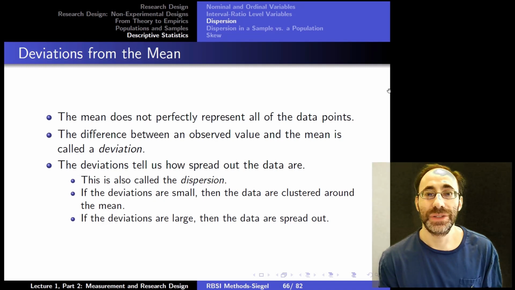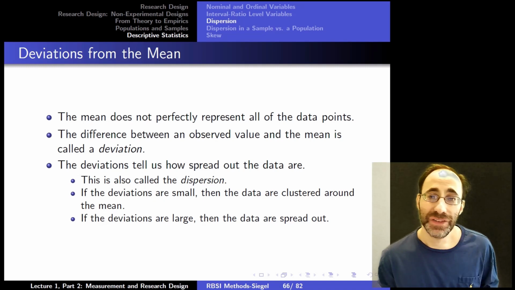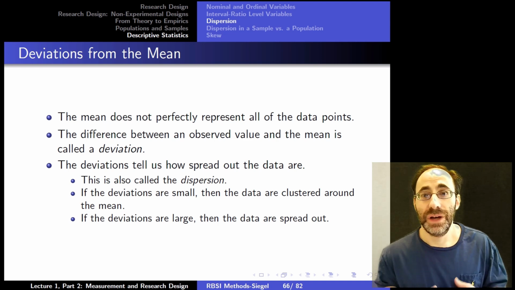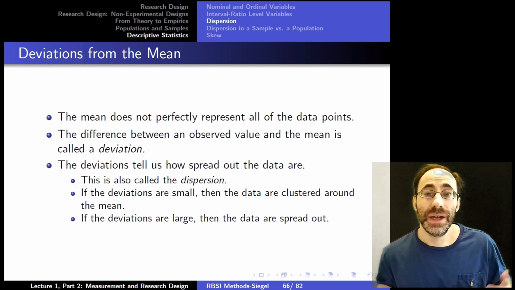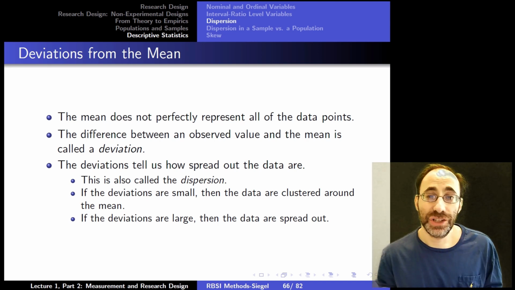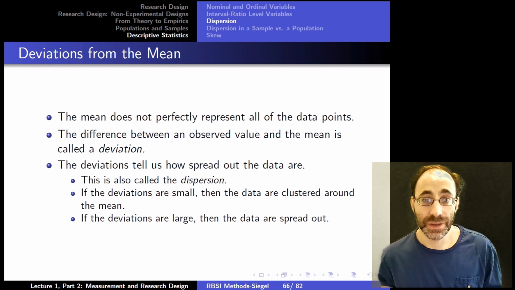Hi, and welcome to Module 16 of Lecture 1. In the previous module, we discussed central tendencies, average values of data representing a particular variable. In this module, we're going to talk about variation around those average values.